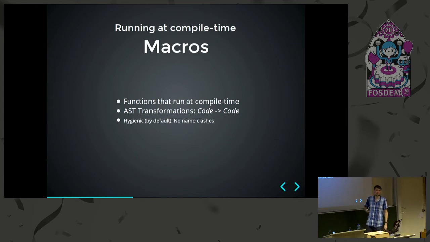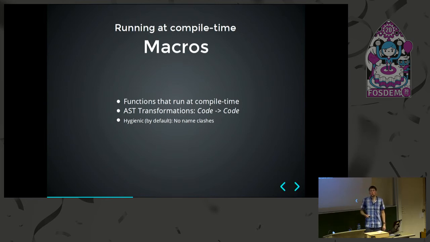By default, macros are hygienic. If you've ever used macros elsewhere, you might know that it's really a difficult problem: you might use a name that's also used in the surrounding context, and you get strange name clashes. And in Elixir, this is not the case. Of course, if you really do need a name from the surrounding context, there are ways to reach into that.